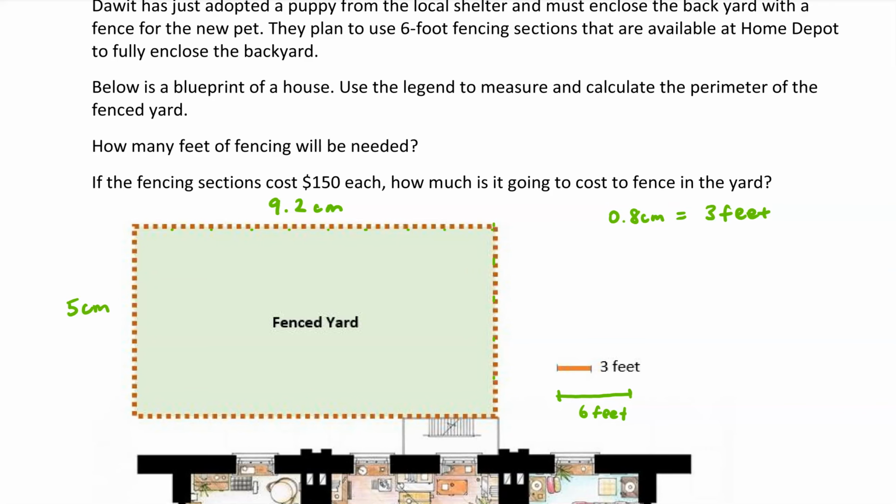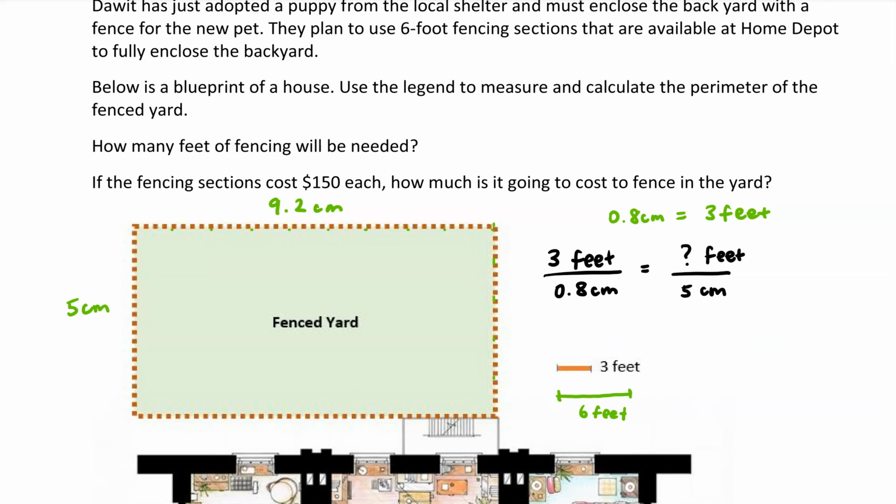All right, so if 0.8 centimeters is equal to 3 feet, then we are going to need to set up a proportion in order to convert the length and width into feet. So we know that 3 feet is equivalent to 0.8 centimeters, and we want to convert 5 centimeters into some amount of feet.